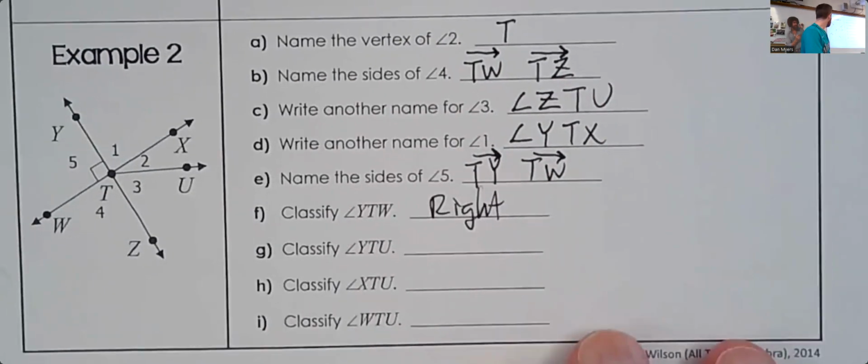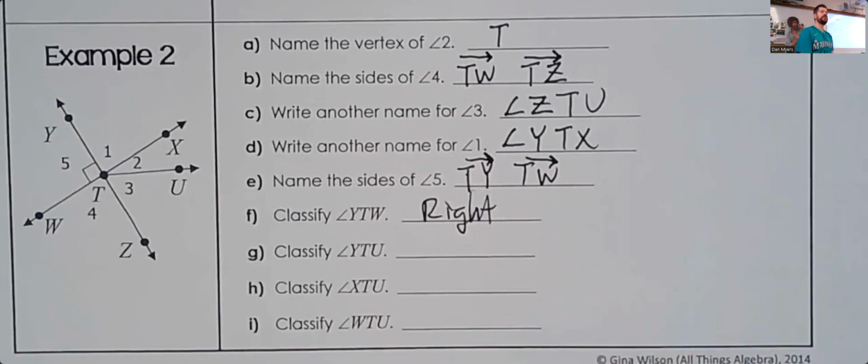Classify angle YTU. Oh, that's interesting. YTU. Obtuse. Yeah, everybody see angle YTU? Take a look. So YTU actually is made up of both angle 1 and angle 2. It's this one here. And it's obtuse because if it was 90, it would be here. And it's more than 90, it's right there. So we got angle YTU. So that would be obtuse. Nice.